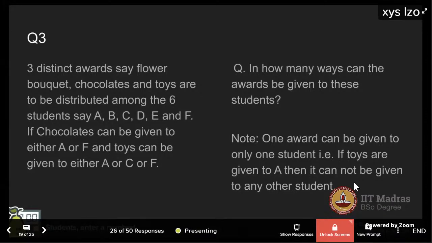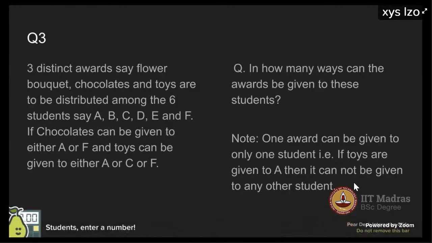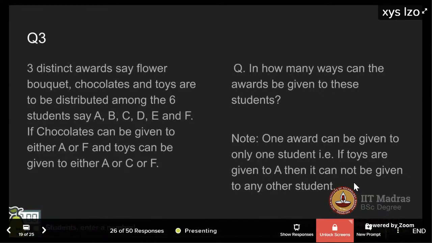Is it mentioned in the question that every student will get an award? No, it is not mentioned, right? But here every student is getting at least 1 award. Yeah, but this condition is not mentioned here in the question. Is this condition extended to chocolates also? Yeah, it's written: 1 award can be given to only 1 student.